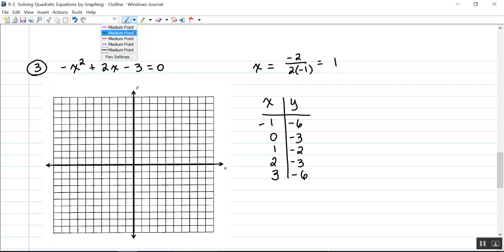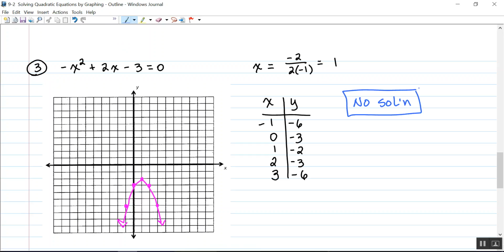And let's graph this. So -1, -6, 0, -3, 1, -2, 2, -3, and 3, -6. And as you can see, it does not cross the x-axis. So this equation has no solution.